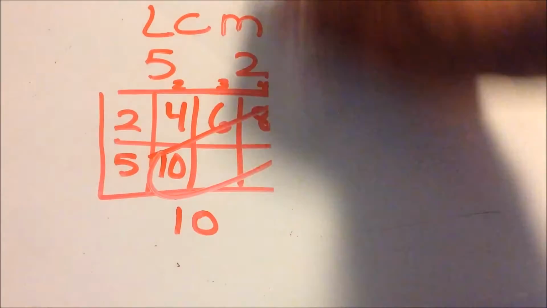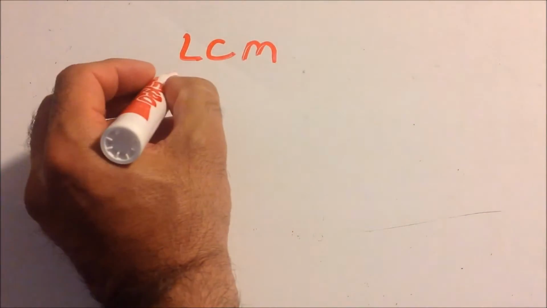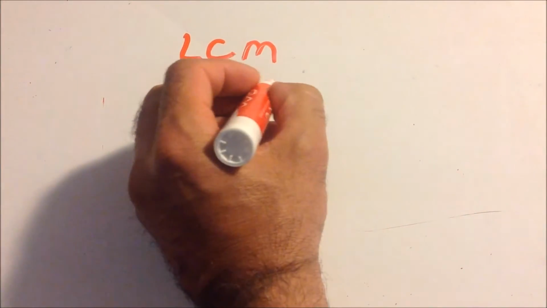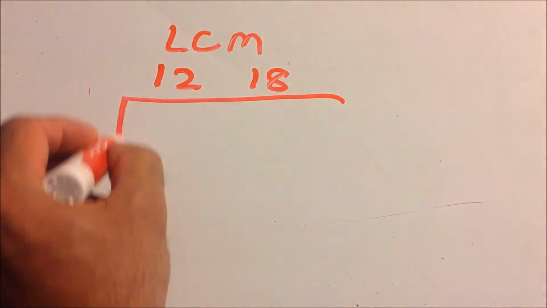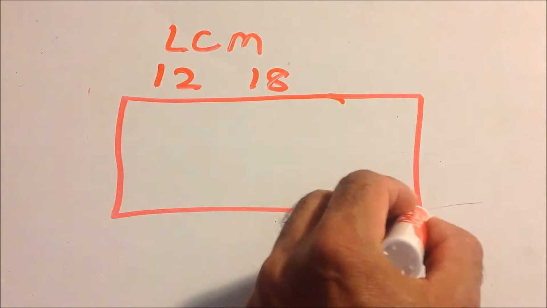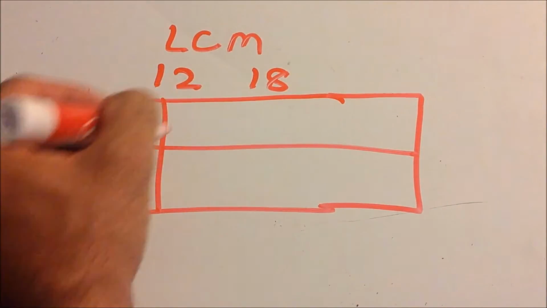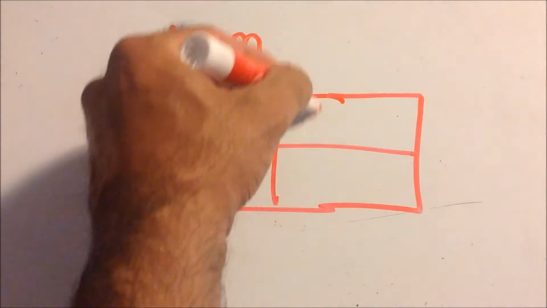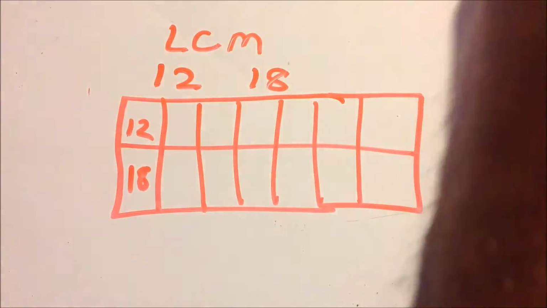Okay, let's do another example. See if you can do this one on your own. Using the box method, we'll find the LCM of 12 and 18. Try that. I'll make the box for you. Put 12 here, 18. And again, you're just multiplying. So try that and see what you get.